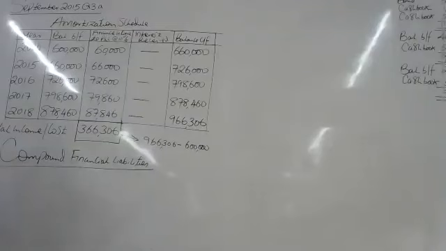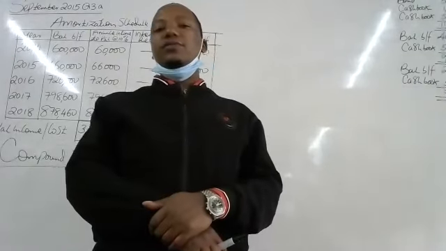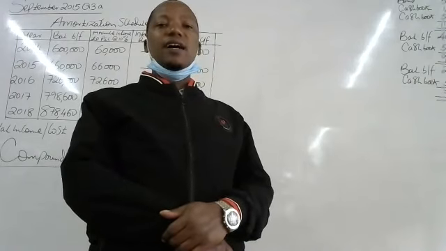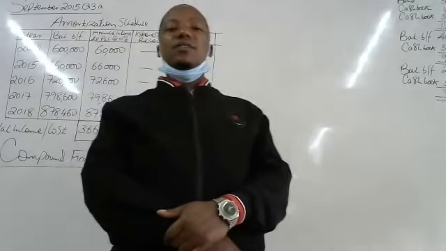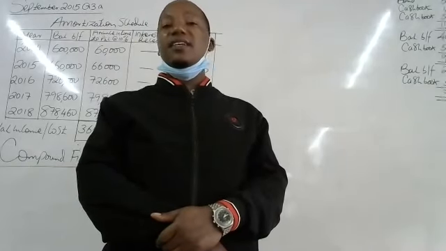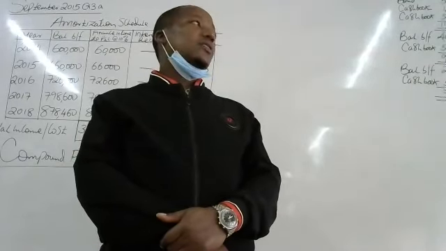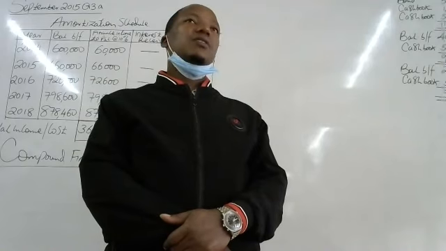Then you can see the liability component. The liability component is measured as the present value of the future cash flows, discounted using the effective interest rate of the bond.